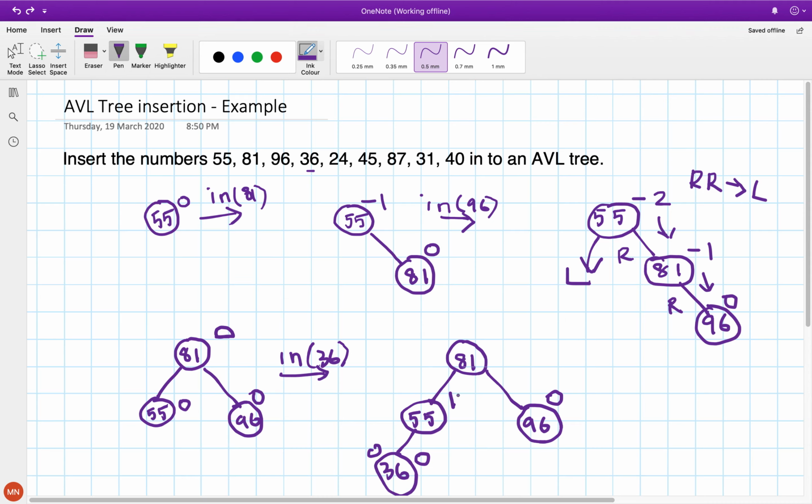Okay, now the height of this one is 1 and the height of 96 is 0, so the balance factor here will be again 1. So I'm just removing these two. Okay, so this one is not violating the AVL condition because we have all the balance factors within -1, 0 and 1. Now we have to insert this next number, that is 24.